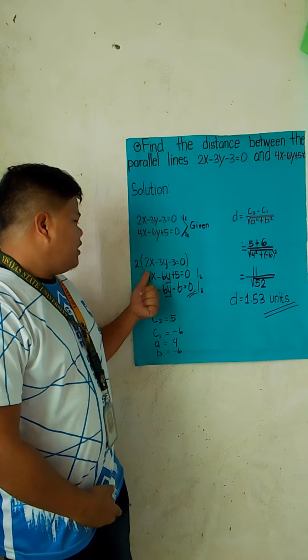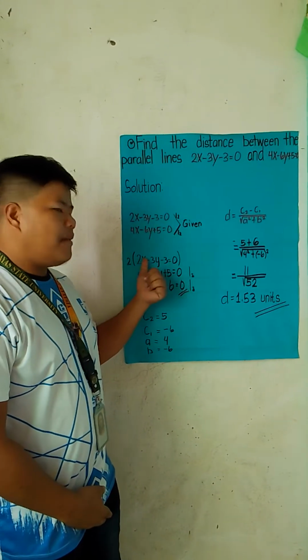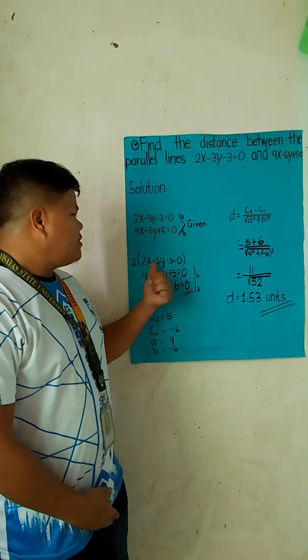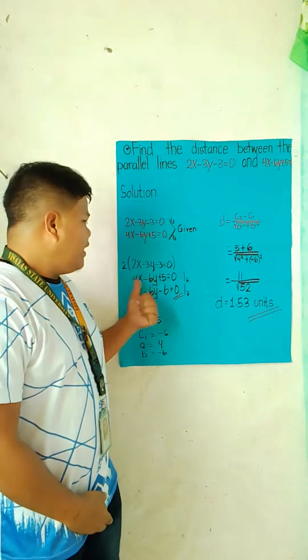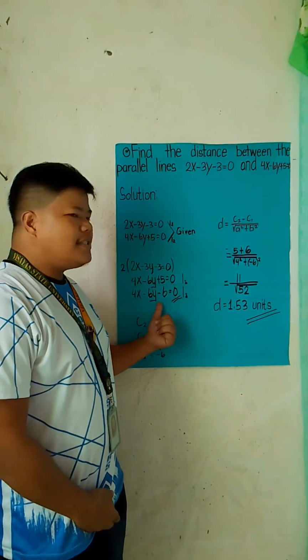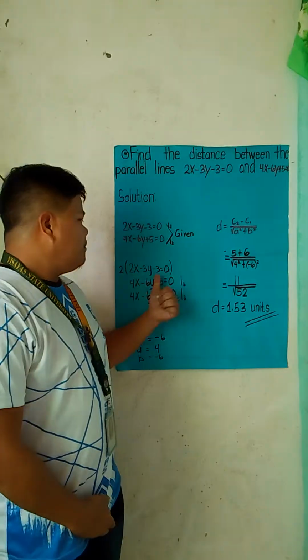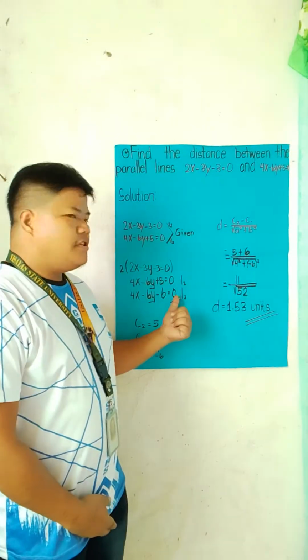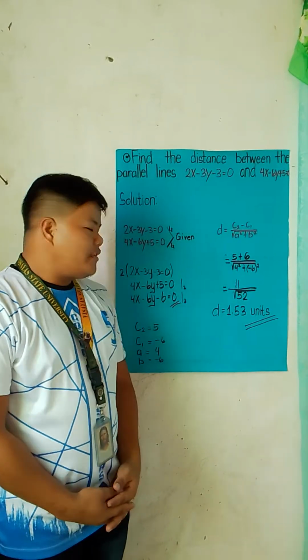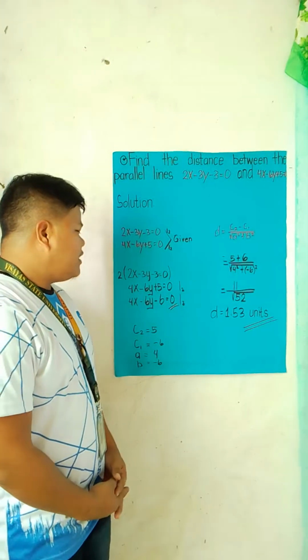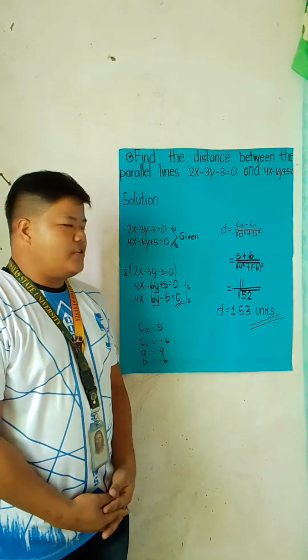2 times 2 is 4, copy x, and 2 times negative 3 is negative 6, copy y, and 2 times negative 3 is negative 6. 2 times 0 is equal to 0. And now our line 3, or our equation number 3, is 4x minus 6y minus 6 is equal to 0.